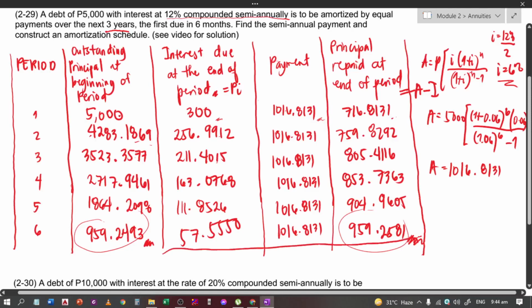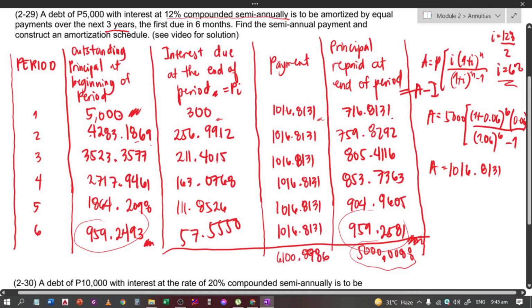Kunin niyo yung total neto. Ang total nito ay 5,000.88. Kasi itong nasa last column natin, ito kasi yung lahat nung binayad natin minus interest. Diba? So, ibig sabihin, dapat ang total nito equal dun sa amount na inutang mo. Okay. Tapos, ito naman. Kunin nyo yung total na itong lahat ng payments natin.